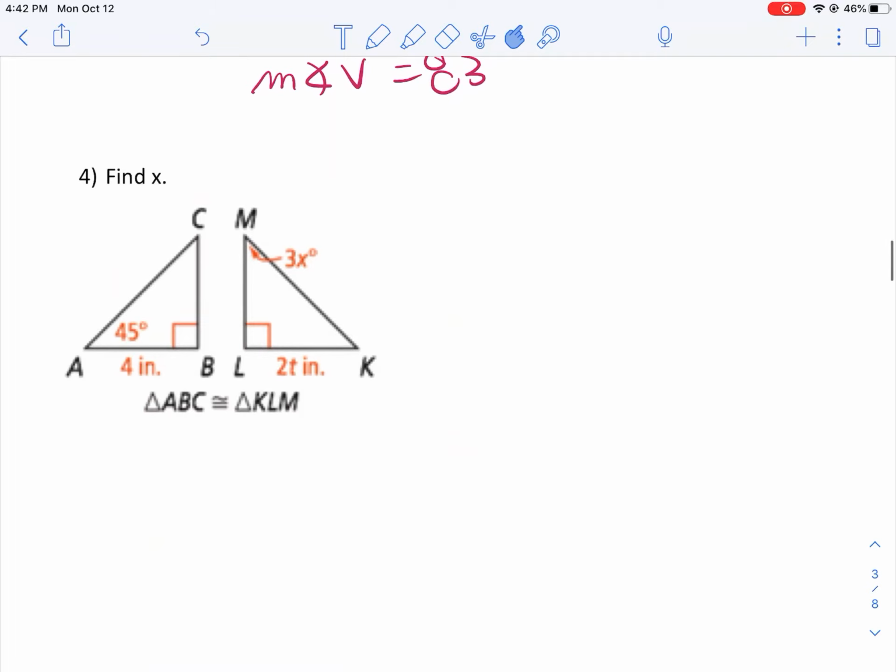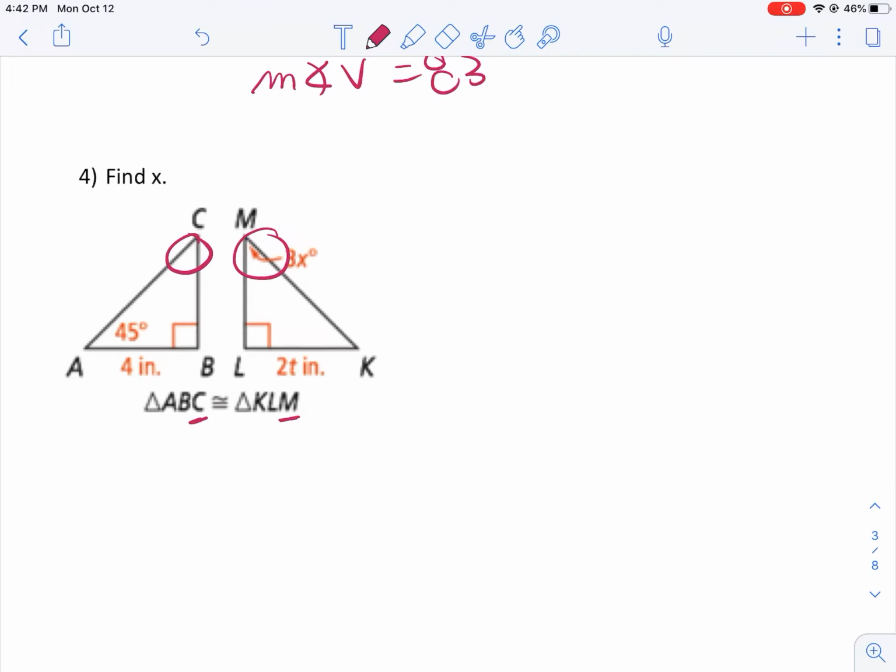Okay? Find X. So notice we're being told that these triangles are congruent. They're telling us which parts match up with each other. So I can see that angle M and angle C are going to match. So if I knew angle C, I could find out angle M.